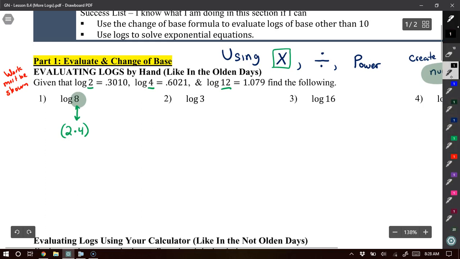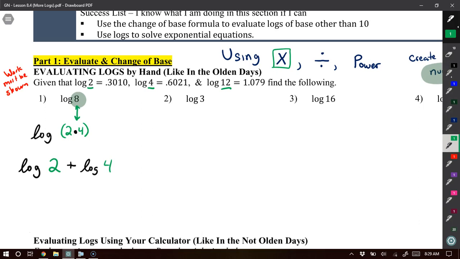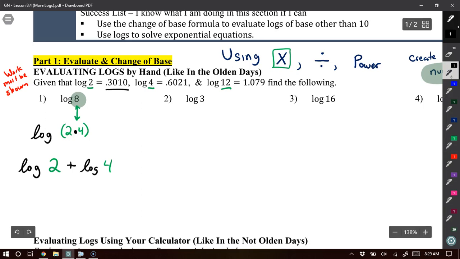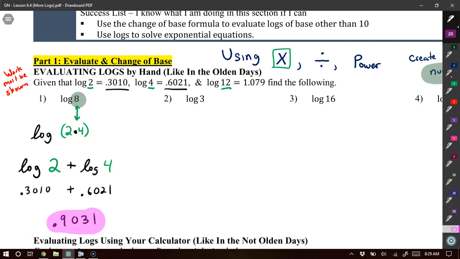So I have log of 8, but I'm going to write 8 as 2 times 4. Didn't change the problem, just changed the way it looked. And since I'm multiplying, we learned in 8.3 that you merge two logarithms together by multiplication when you are adding. So I am going to split these apart by adding log of 2 and log of 4. So log of 2, we are told, is 0.3010. And log of 4, we are told, is 0.6021. If I add those two numbers together, 0.9031. And that is my answer. So I'm going to use multiplication, division, or exponents and create the given number that I have. And in this case, it was the number 8.